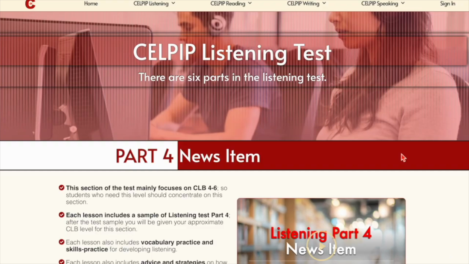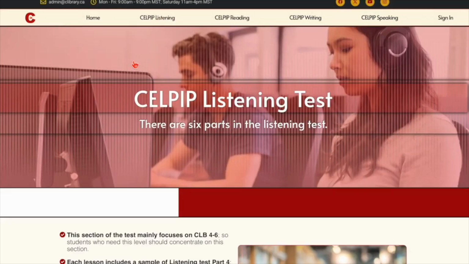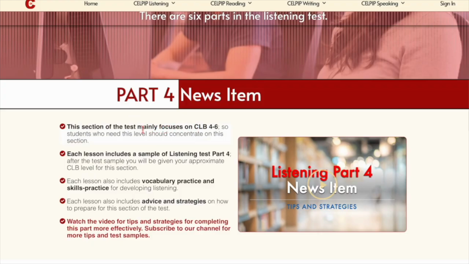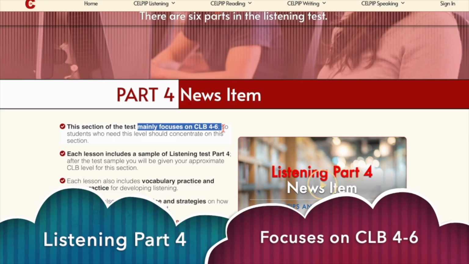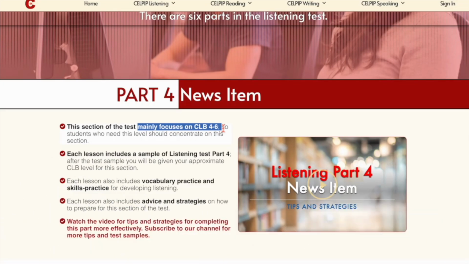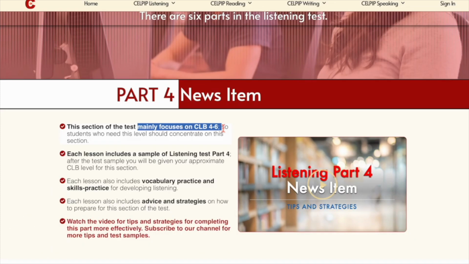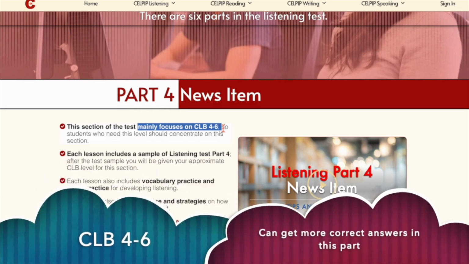Now, before we get started, just here in the Listening Part 4 section of the CELPIP library, and I do want to say that Listening Part 4 focuses more on CLB 4, 5, and 6. What does that mean? Well, it means that Listening Part 4 is still a little bit easier and more familiar for lower levels. The material and the content can be more of a common situation, more familiar dialogues, and something that maybe we have heard before. And the vocabulary might not be so strong, even though some parts are. And for that reason, the questions will not be as difficult, and we can still get more points in part 4, okay?